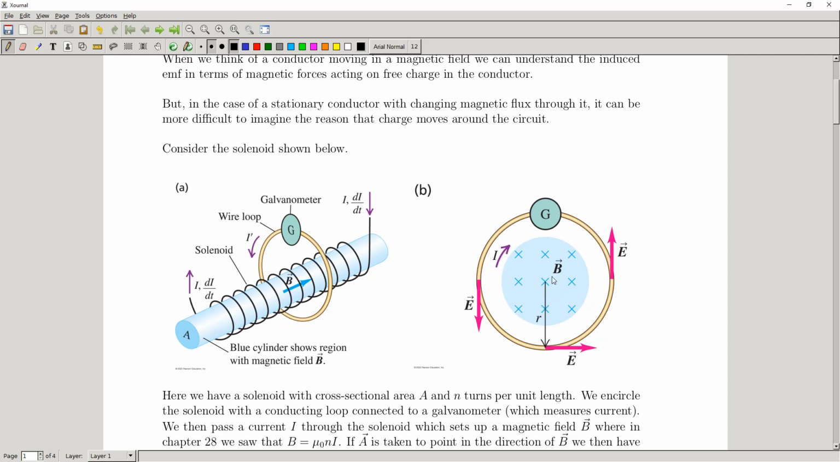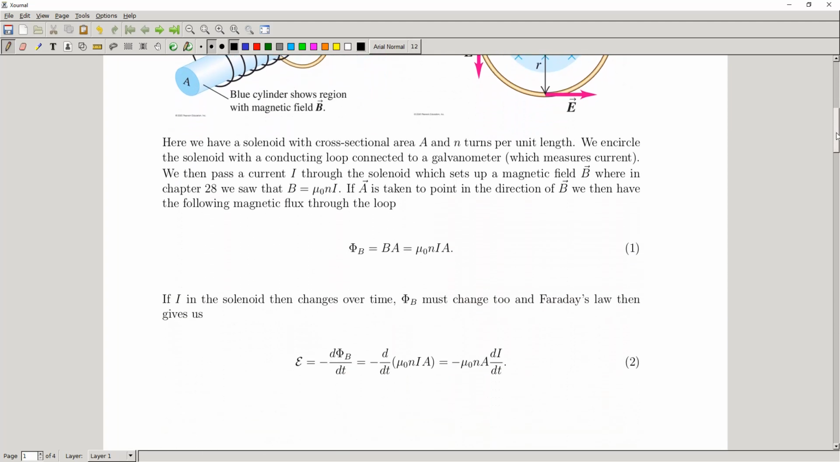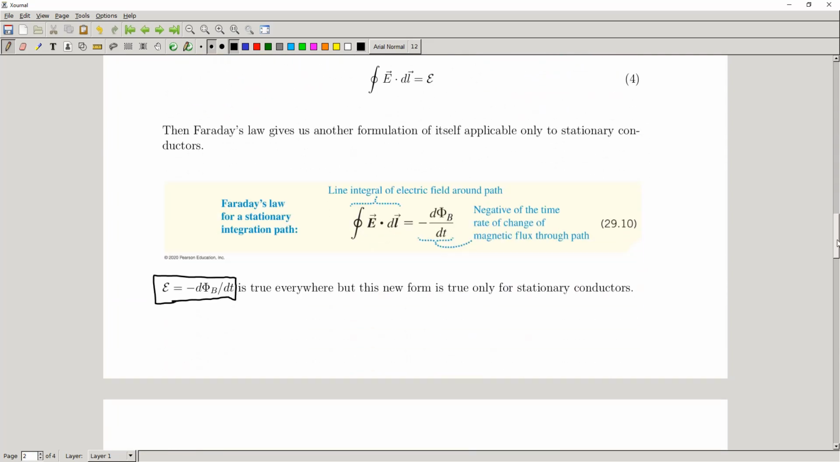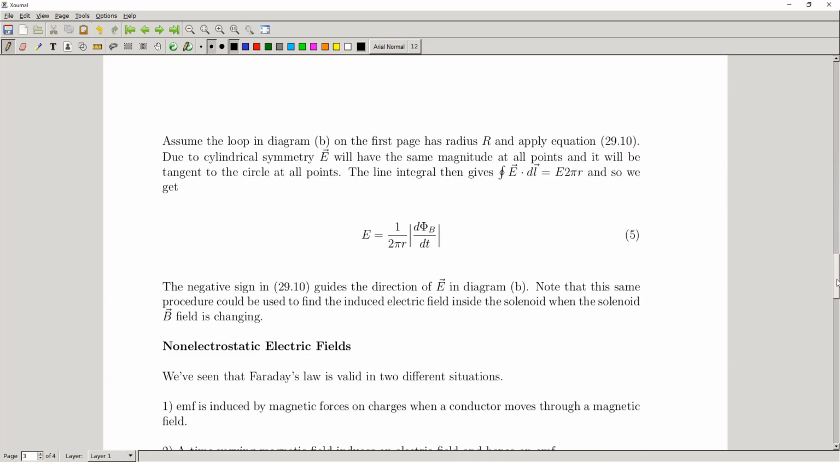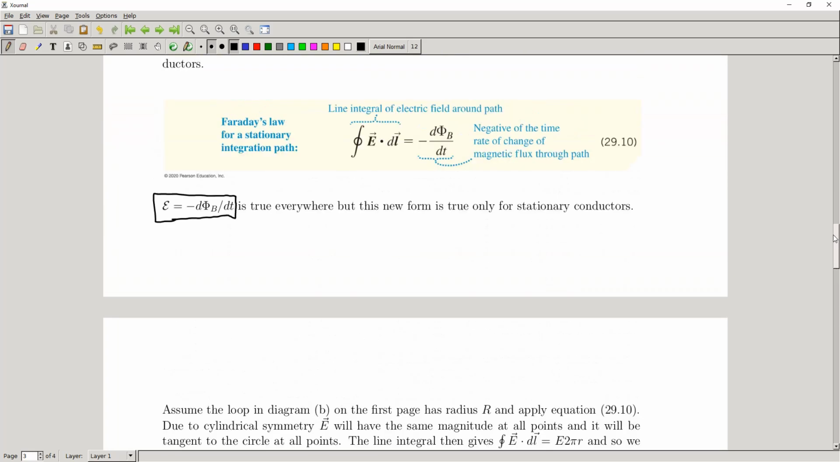So we have an increasing magnetic field going into the page. So we have some changing magnetic flux going into the page, right? And we're going to see that these induced electric field lines really are the way that this electric field is going to end up working out. So let's take a look at the discussion below here. We're going to assume that the loop in diagram B on the first page has a radius of capital R. We're going to apply equation 29.10 here.